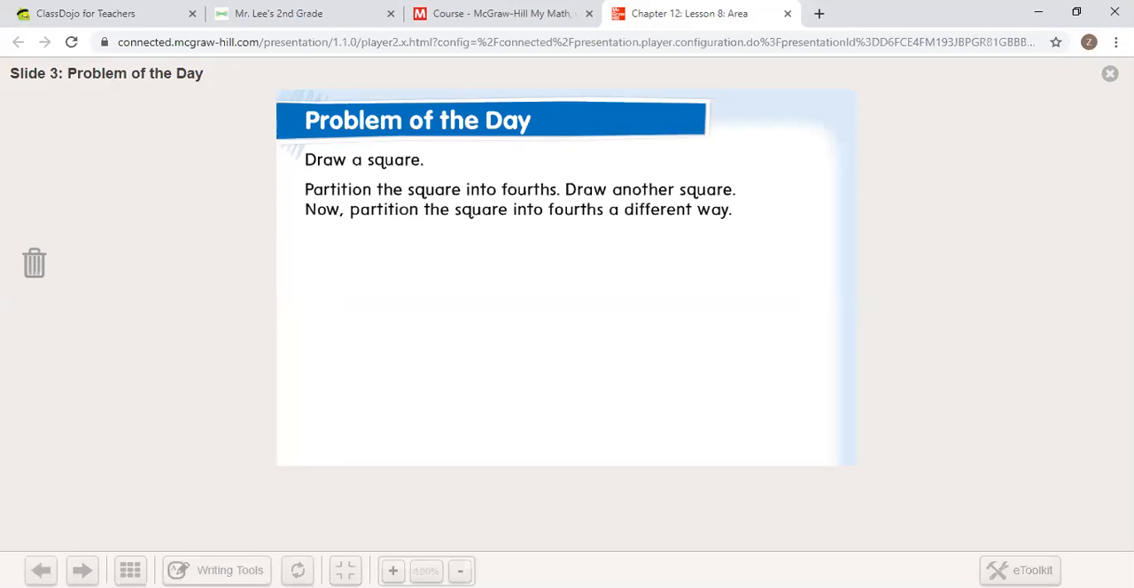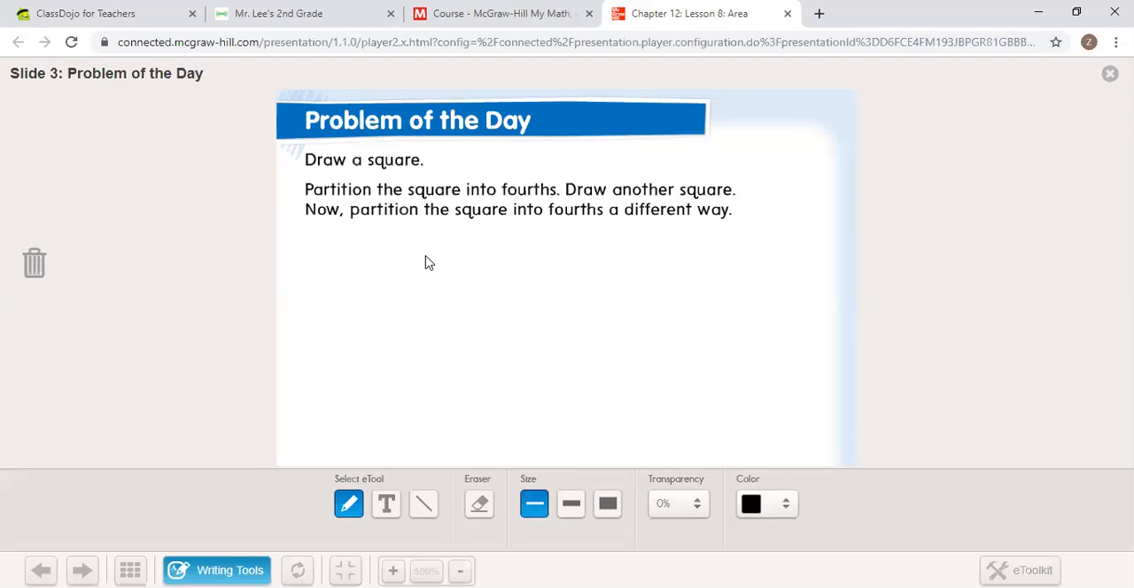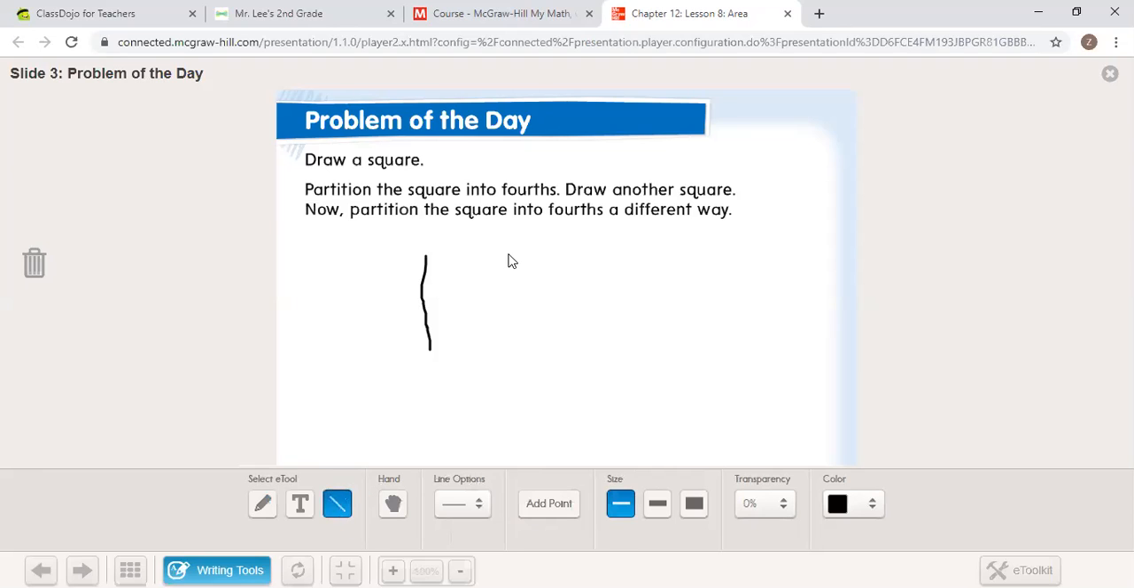All right, so we're going to draw a square. You're going to draw a square too. So I want you to draw me a square. Doesn't have to be perfect. And I want you to break that, or partition, separate that into fourths. And then I want you to draw a second square and partition that one into fourths a different way. So go ahead and do that.